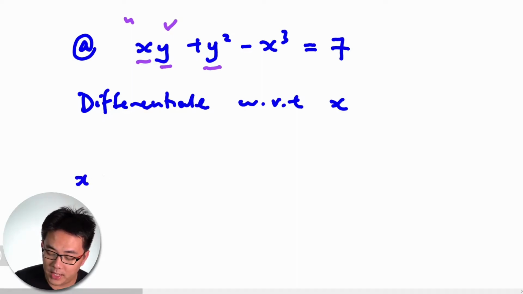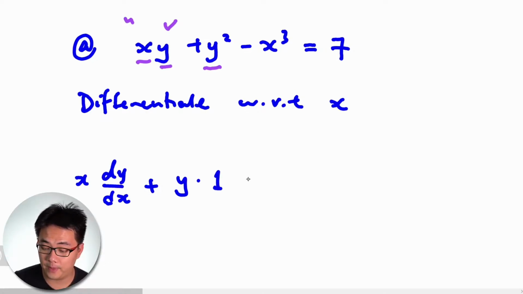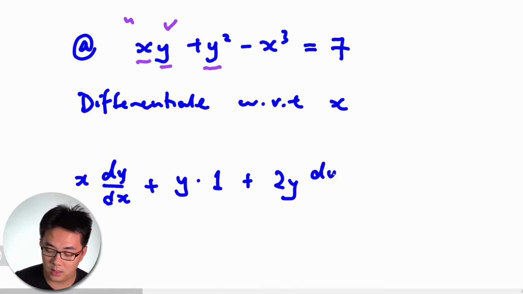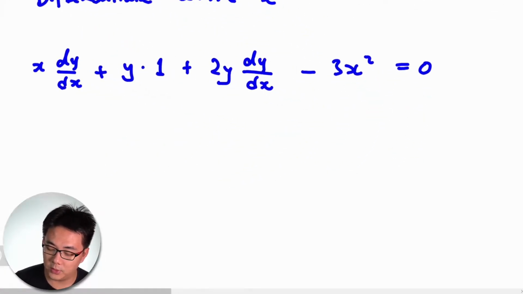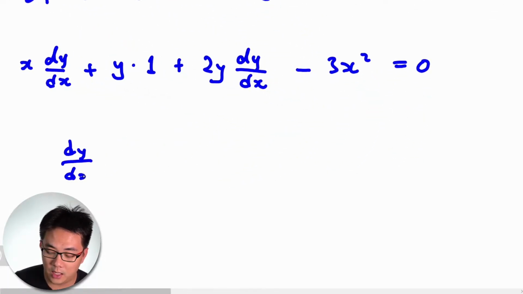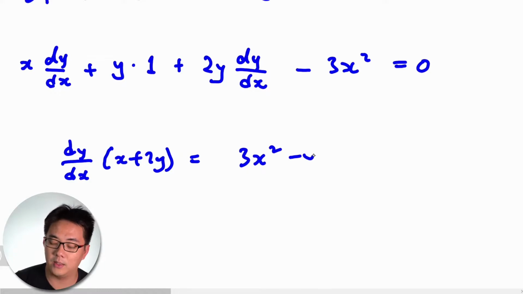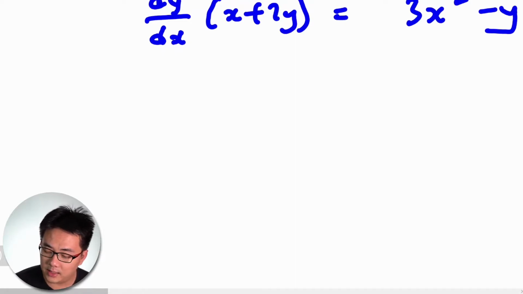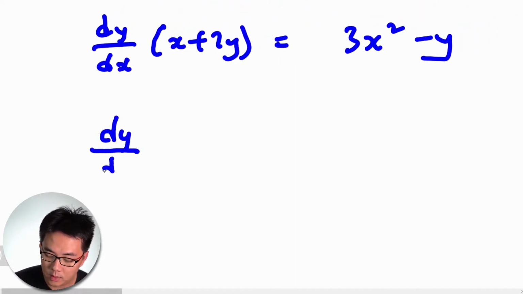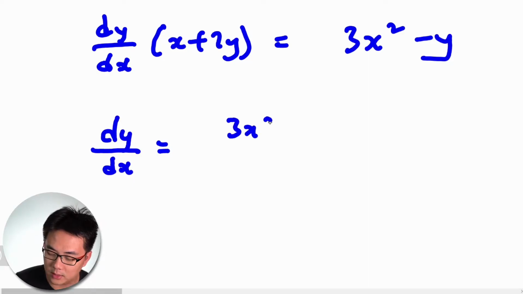So keep the one on the left, differentiate the one on the right, and keep the one on the right, differentiate the one on the left, by product rule. And this will be 2y dy/dx for the y squared and minus 3x squared. Differentiating 7 is just 0, so make dy/dx the subject. We get x plus 2y, just factorize it, and 3x squared minus y. So dy/dx equals 3x squared minus y over x plus 2y.